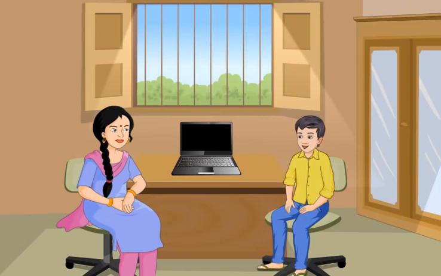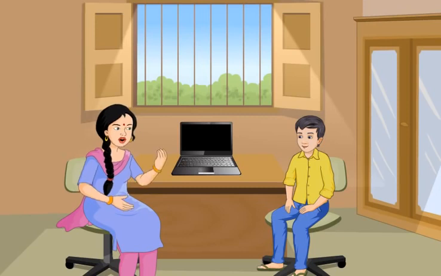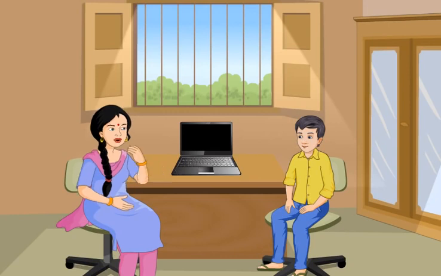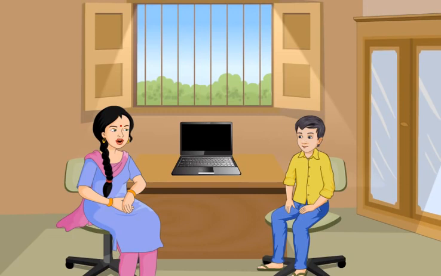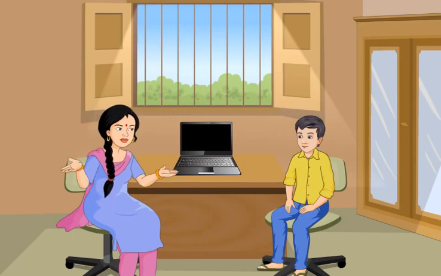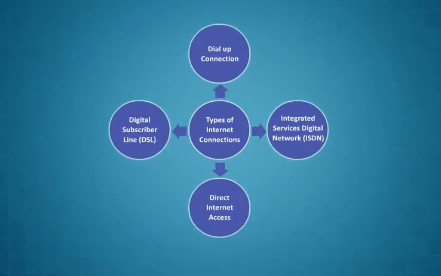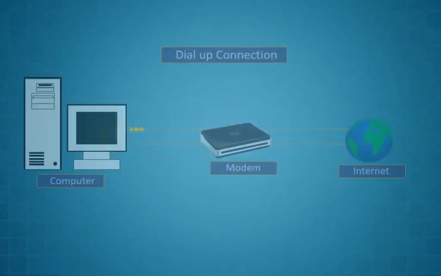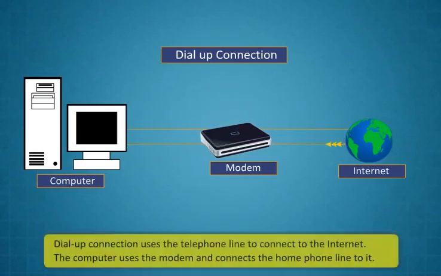How do we get the internet in our computers, Didi? To connect to the internet, you will require some devices and network service providers. These are some of the ways to connect to the internet: dial-up connection, integrated services digital network, direct internet access, digital subscriber line. Dial-up connection uses the telephone line to connect to the internet.